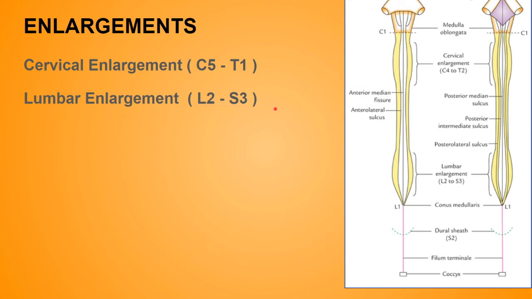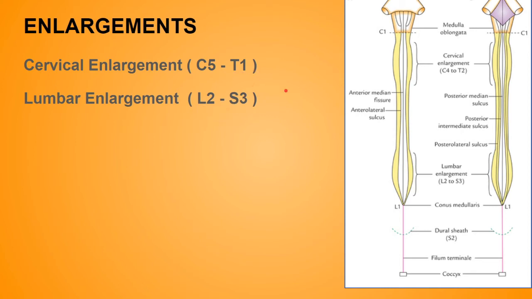So in simple words, the cervical enlargement is enlarged because of the large amount of motor neurons present here, and it has the nerve roots for the brachial plexus, which supplies the upper limb and the attached girdles. While here the lumbar enlargement is enlarged. Why? Because it has a large amount of motor neurons and mainly the lumbosacral plexus, meaning it gives the nerve roots for the lumbosacral plexus, supplying the musculature of the lower limb and the attached girdles. C5 to T1 and L2 to S3.